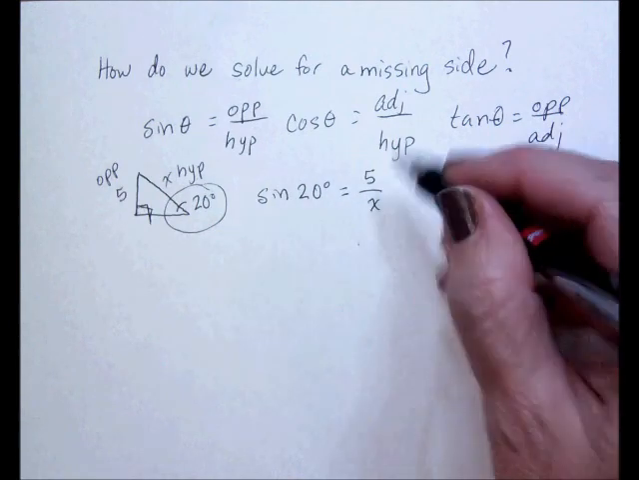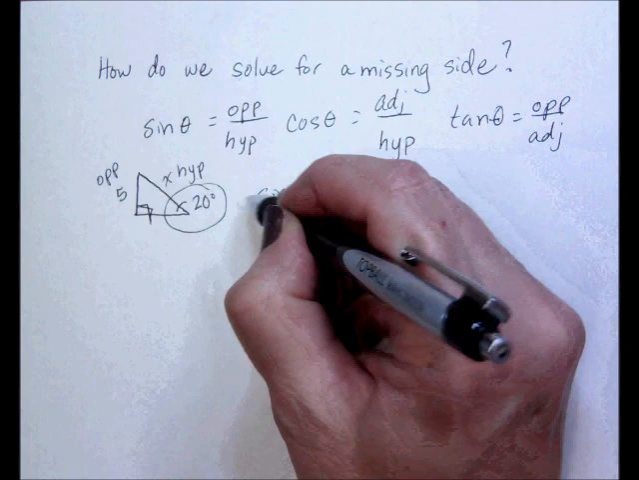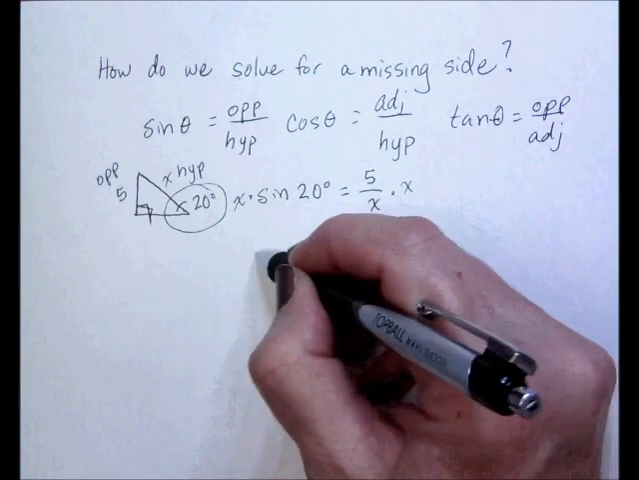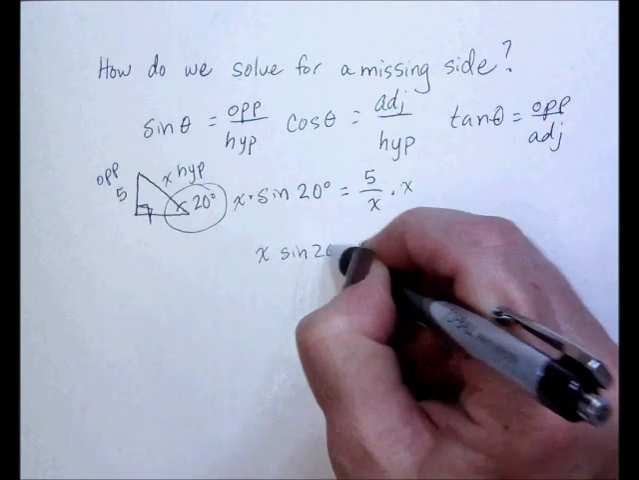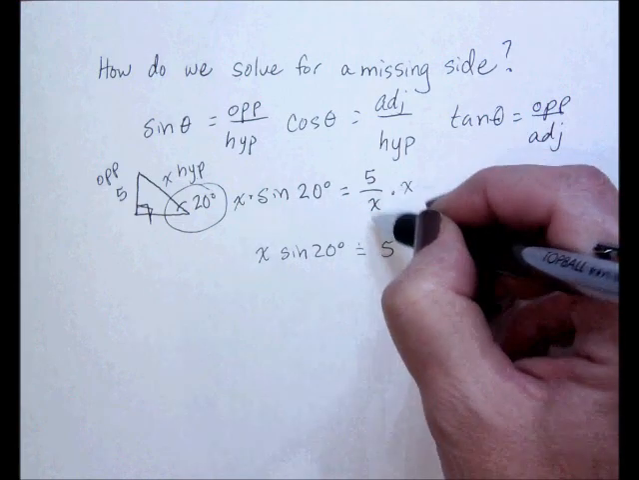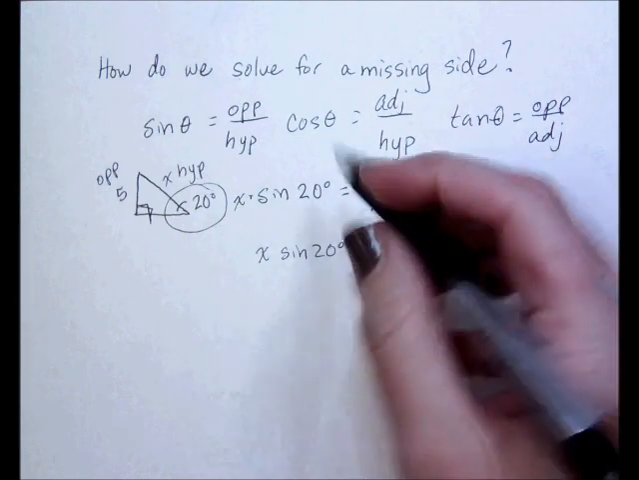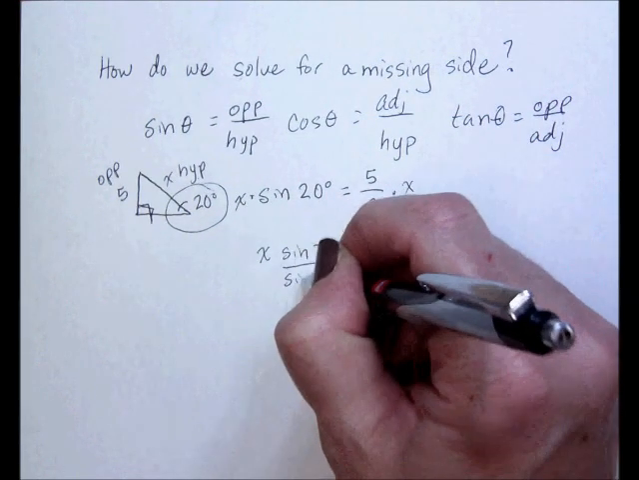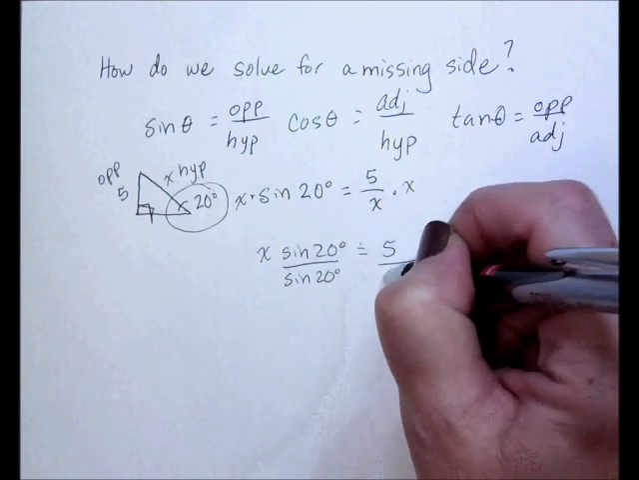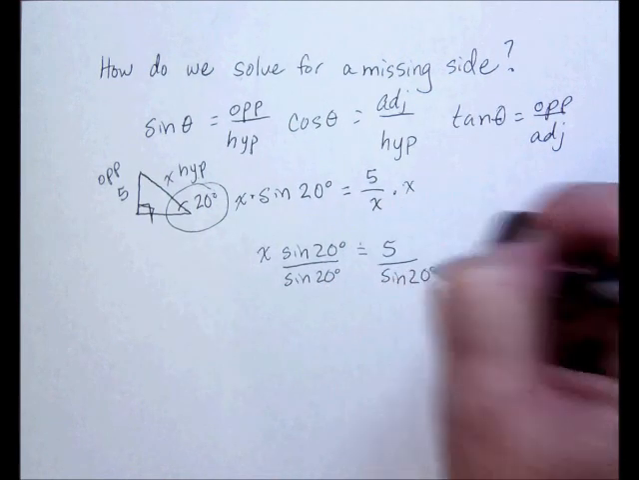And how I do that is I multiply both sides by x. So it becomes x sine of 20 degrees is equal to 5, because to undo divide by x, I multiply by x. And then I need to divide by sine of 20 because I want to isolate the variable here.